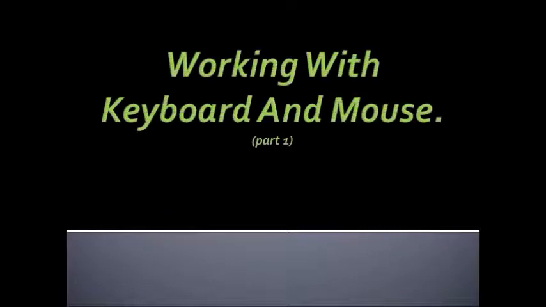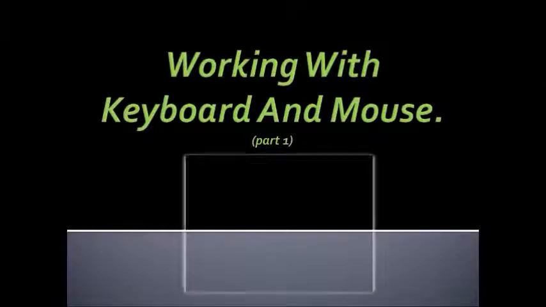So today we're going to learn our fourth chapter. The chapter name is Working with Keyboard and Mouse, and this is our part first. In our previous chapter we learned more about the computer parts like monitor, keyboard, mouse, CPU, speaker, microphone, printer, etc. So today we're going to learn some more about the keyboard and mouse. So let's start.